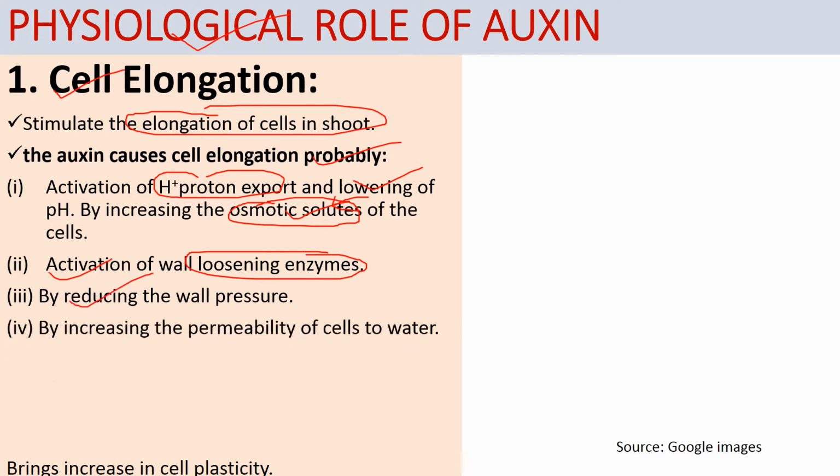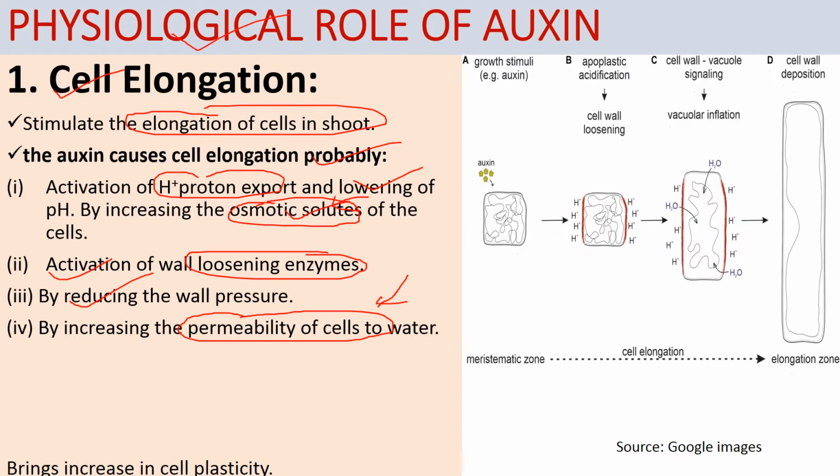Then it also increases the permeability of the cell to water. So that's why जो surrounding cell है, जो water है, वो cell के अंदर enter करेगा through endosmosis. So this is the picture which shows cell elongation. Suppose this is the auxin, this is the cell.